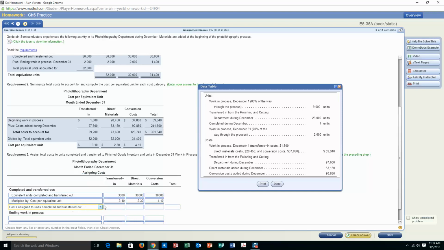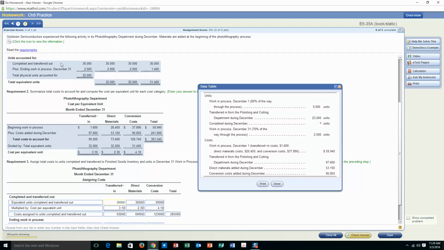When I multiply these together, it will give me the costs that are assigned to the completed and transferred out of $93,000, $69,000, $123,000, and totaling all of these up, $285,000. So I took the equivalent units, oops, I have a mistake here. So I took the equivalent units that I got from step 2 up here, completed and transferred out, multiplied it by step 4, the cost per equivalent unit I put in here, and now these are the costs I'm assigning to those units that are completed and transferred out.